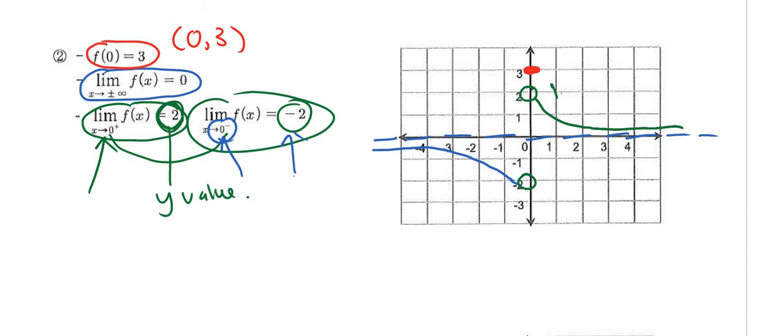I'll go ahead and actually write the limit statement on the graph. So the limit as x approaches 0 from the right-hand side of f of x, that's approaching 2. And the limit over here as x approaches 0 from the left-hand side of f of x, well, that equals negative 2. All right, let's move on to the next graph.